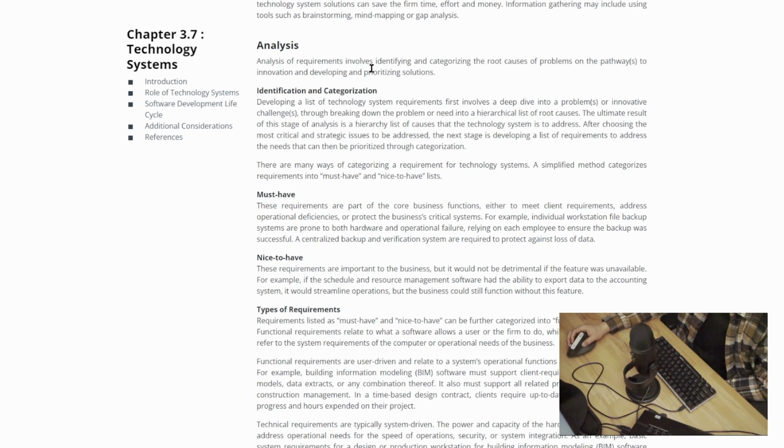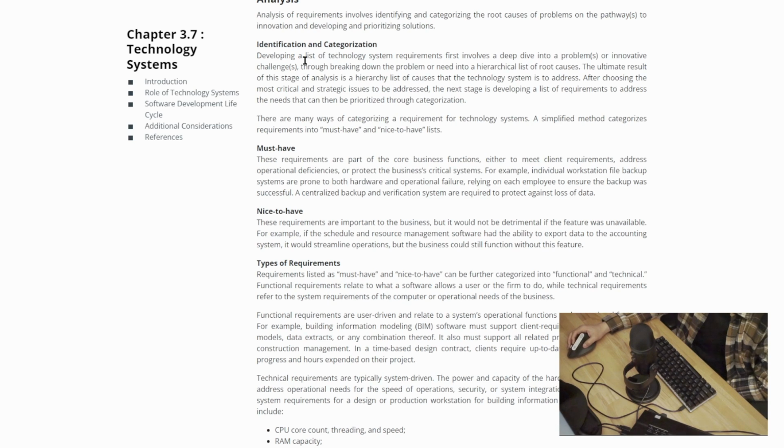Analysis of requirements involves identifying and categorizing the root causes of problems on the pathway to innovation, and developing and prioritizing solutions. Identification and categorization. Developing a list of technology system requirements first involves a deep dive into a problem or innovative challenges through breaking down the problem or need into a hierarchical list of root causes.